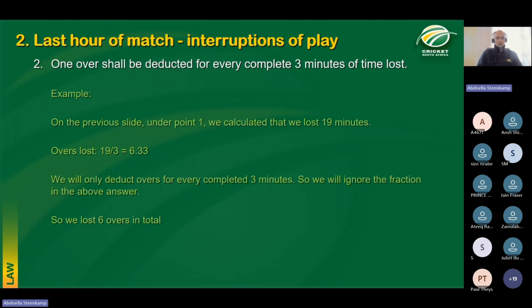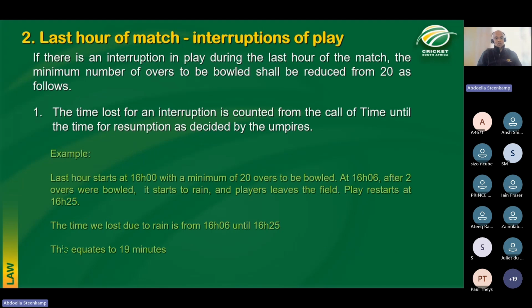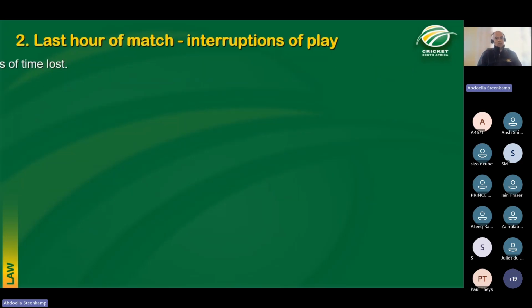Captains will come to you and ask, Umpire, how many overs left in the last hour? So the amount of overs left in the last hour is, we started with 20. At 4 o'clock when the last hour started, it was 20 overs. Then we lost 6 overs due to rain, which we just calculated. Then we also need to deduct the overs that were bowled. So in my question, you'll see the last hour started at 4 o'clock, and at 16:06 it started to rain after 2 overs were bowled. So that's how I got this 2 overs.